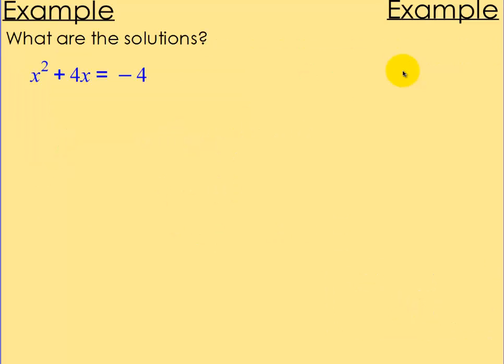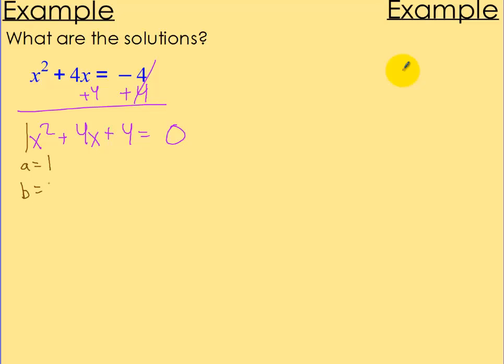Alright, try another one. What are the solutions? Pause the video. Alright, I'm going to solve this by the quadratic formula. Now you have to get it in the right form, and you have to have equals 0. So our current form doesn't work, so I'm going to add 4 to both sides. When I do that, I'm going to get x squared plus 4x plus 4 equals 0. And what are my a, b, and c? A is going to be 1, because that's 1x squared. B is going to be 4, and c is going to be 4. So I'm going to plug that into the quadratic formula.